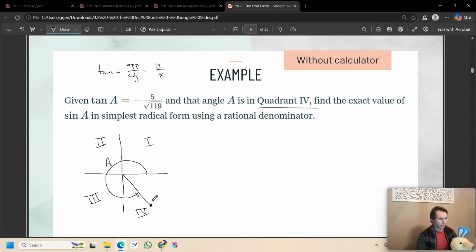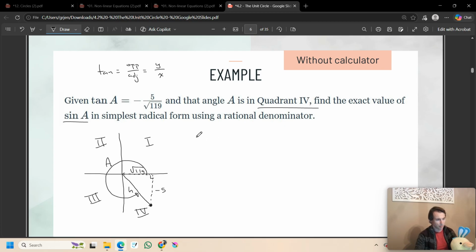So we know that this side here is minus 5, because that makes sense just because it's down there, and that this side over here, which makes a right angle, of course, is the square root of 119. And now we want to know sine A. Well, I suppose we should find out h, the hypotenuse.